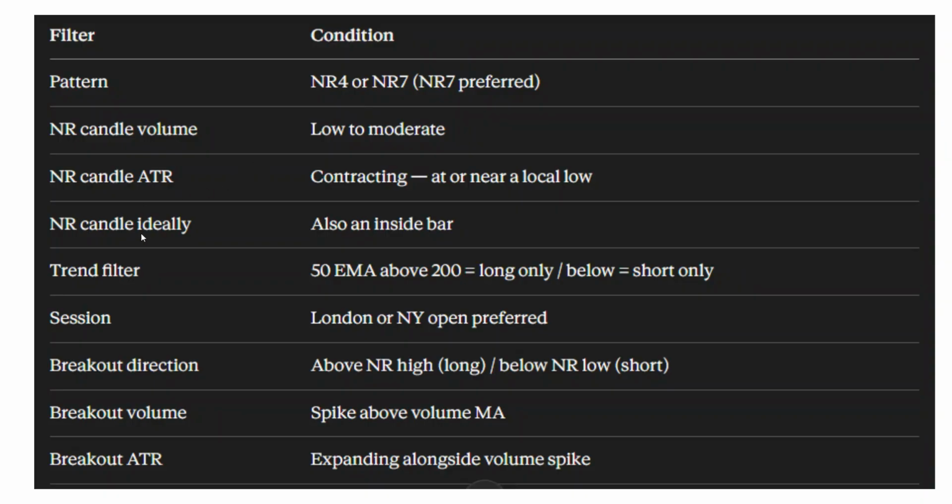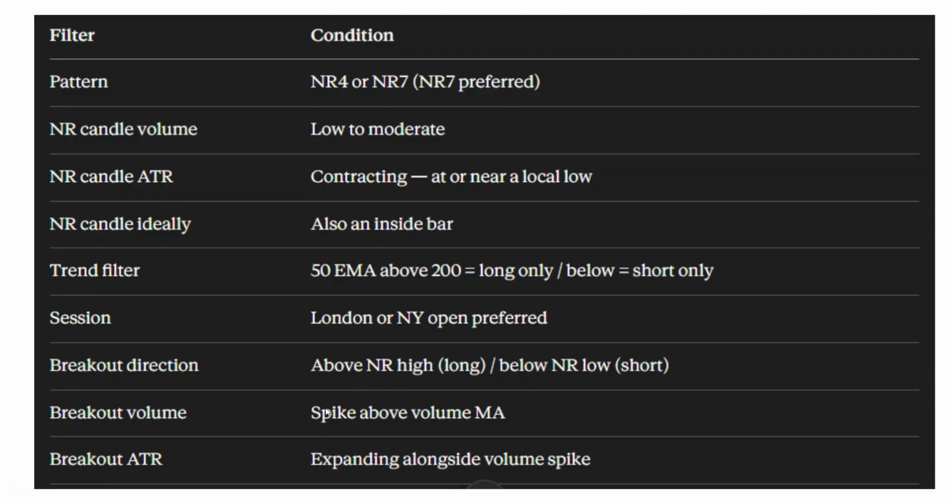I know it says here the narrow range can also be an inside bar. Don't worry about that. If you want to use a trend filter, you can. You can use something like a 200 or a 50 EMA. If the 50 is above the 200, you go long. Vice versa, if the 50 is below the 200, you take short breakouts. Either way, you want to try to trade London or New York session. And then, of course, you trade in the direction of the breakout, long or short, in line with the trend.